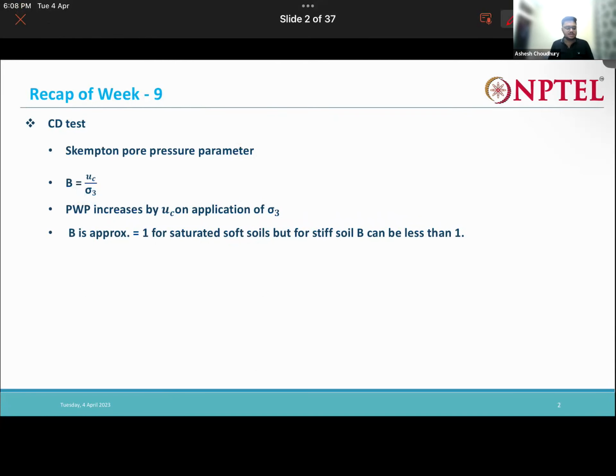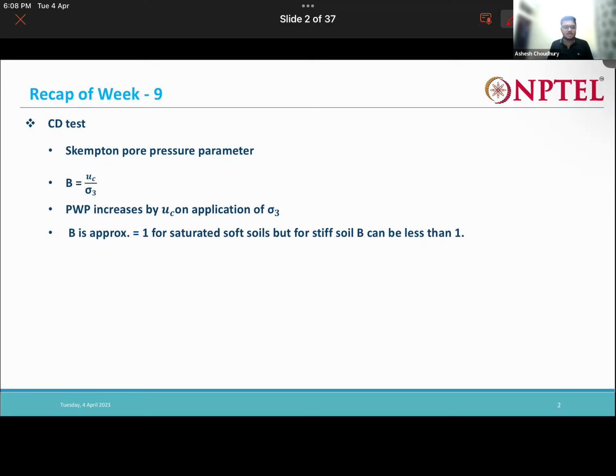In the previous class, we had discussed the triaxial test. Those were the CD test, the consolidated drained test, the consolidated undrained test, and the unconsolidated undrained test. So these three tests we had discussed. Now in this class also we will be revising those tests, whatever we had learned in the previous class. So first we have our CD test.